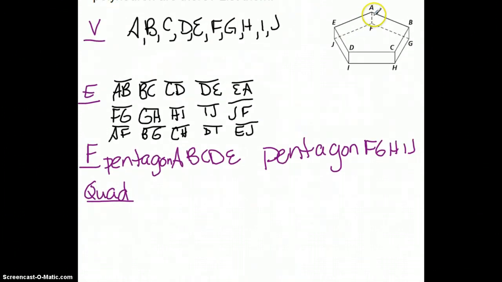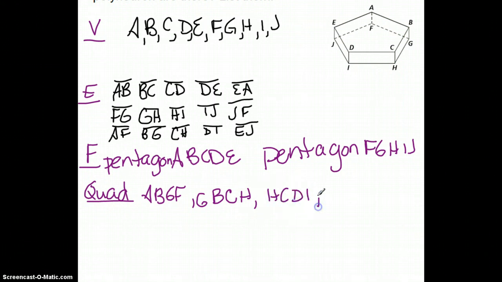So I probably would start right here where A and B are at and do that one. So A, B, G, F. The next one would be G, B, C, H. The front then would be H, C, D, I. Then I, D, E, J. And then J, E, A, F. Now listen, if you have a highlighter, you can mark them as you go. That would probably help you too.